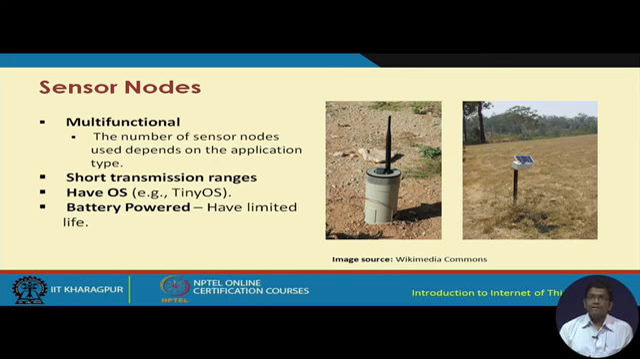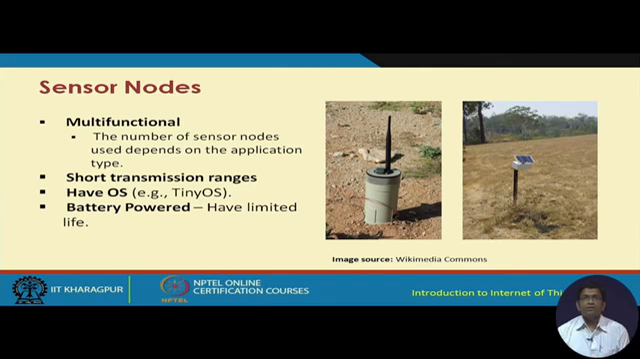The power unit basically harnesses, not a battery, but the solar energy through the solar panel and powers the rest of the components of the node. These sensor nodes are multifunctional, so they can be used for different purposes. In fact, with the sensor board, you can remove the sensor and put in another sensor, and typically it will work for serving different types of applications.